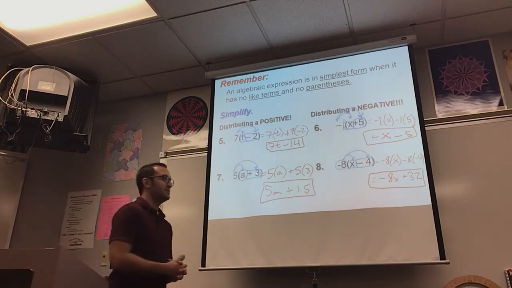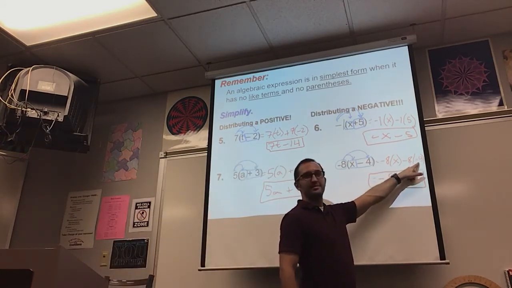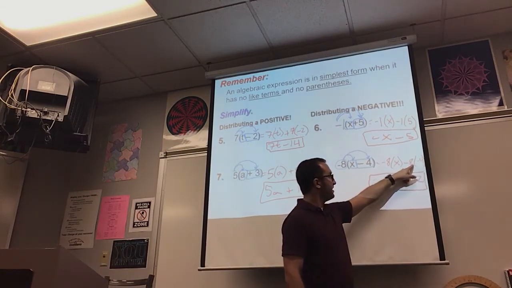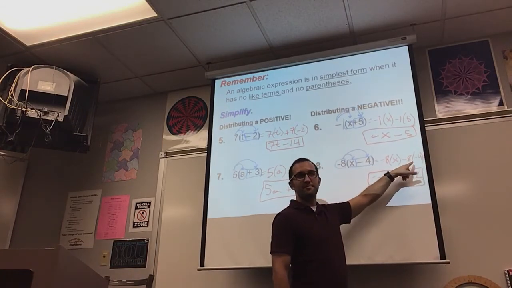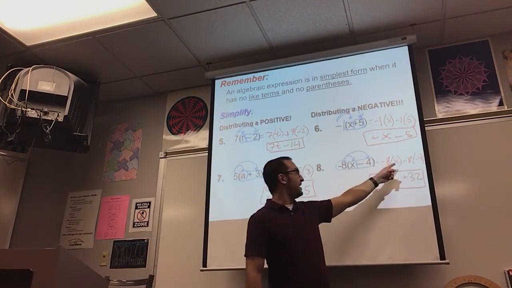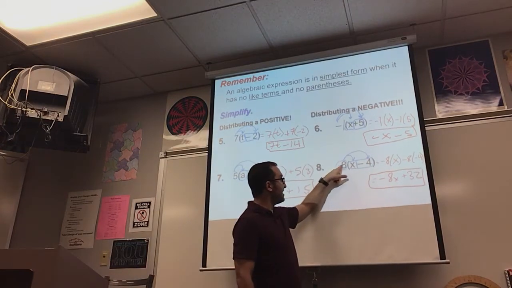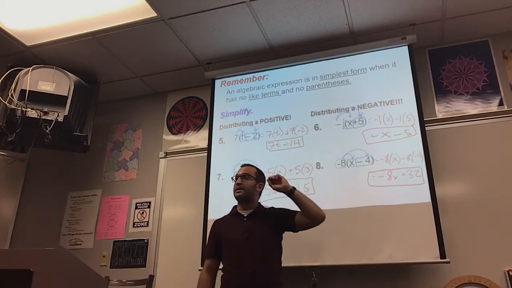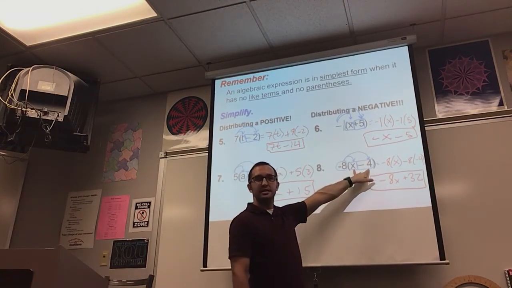Hey y'all, did you get this part right? This is the part where people mess up. This specific spot. Negative 8 and what? Negative 8 and negative 4. Why negative 4? Because what's the second term in the parentheses?